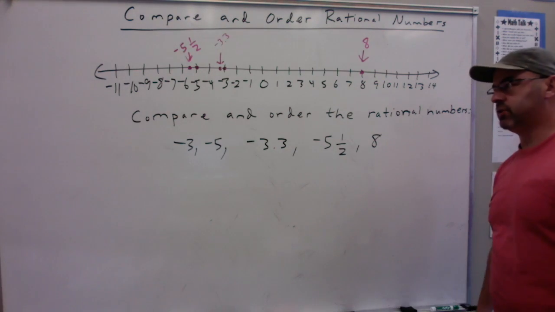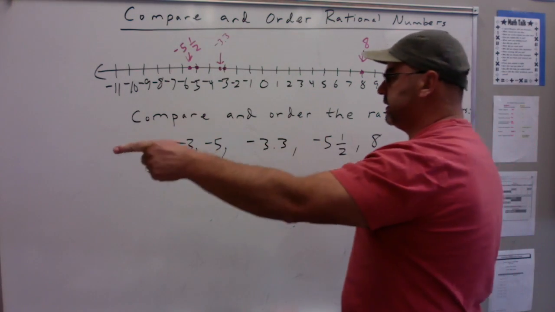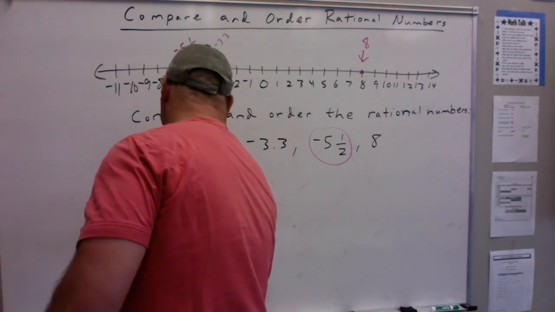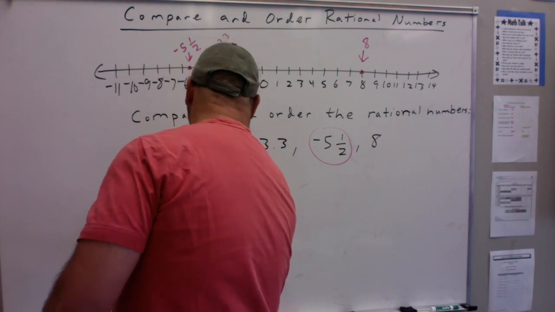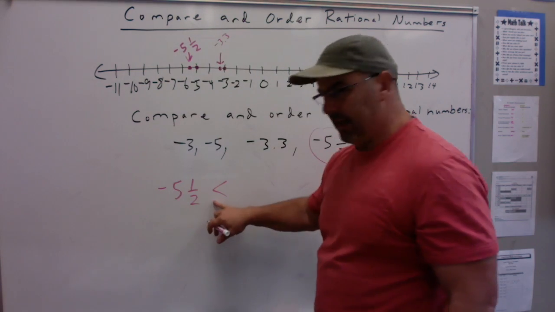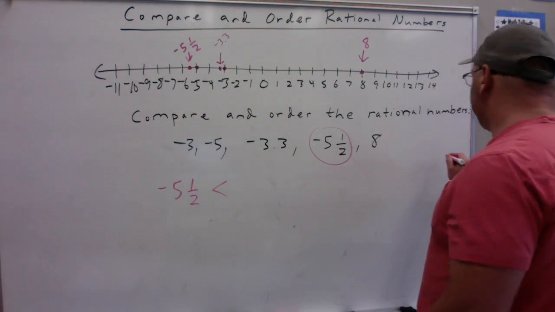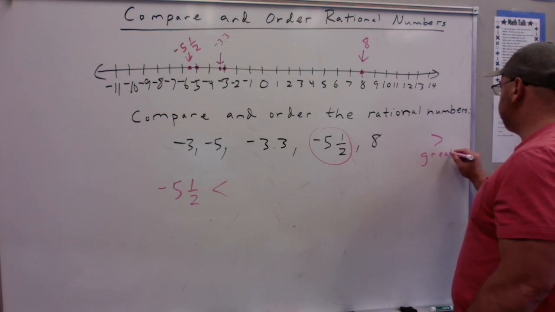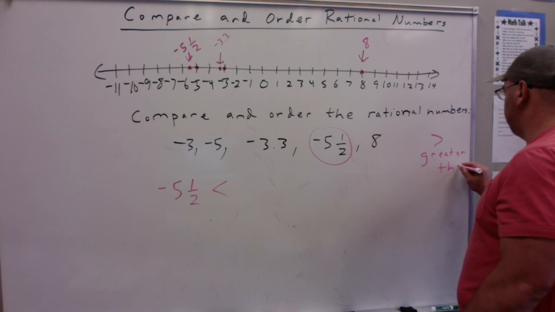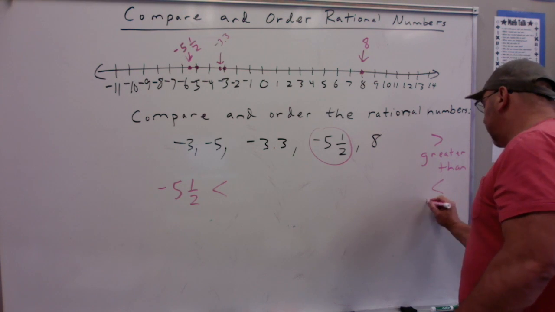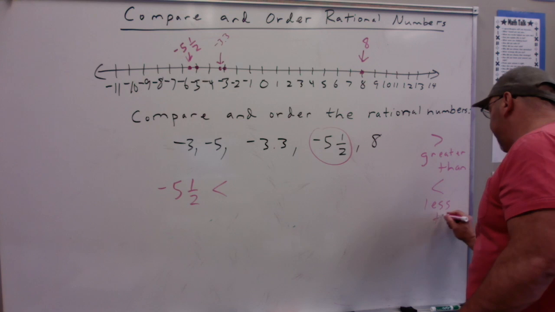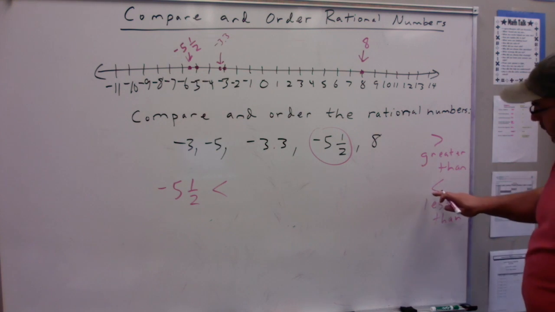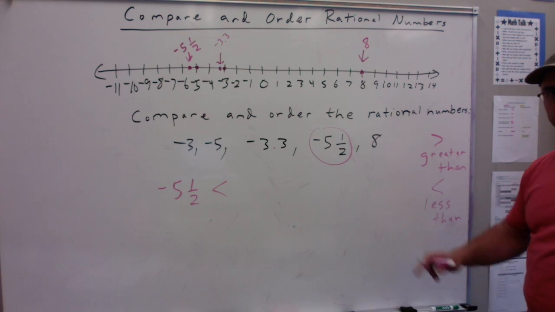What's the smallest one? What's the one that's farthest to the left? -5.5. And I'm going to put a less than sign here. This means less than. If I put it the other way, this means greater than. So let's write that down. This means greater than. And this means less than. Okay? All right? And the arrow, this small end, always points to the smaller number.